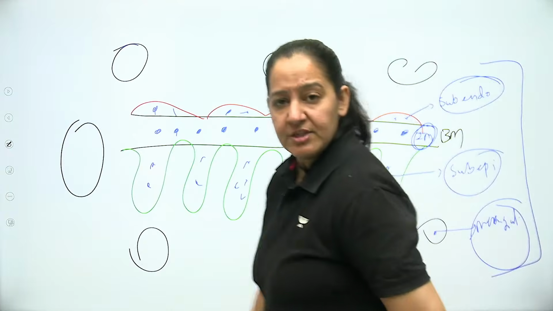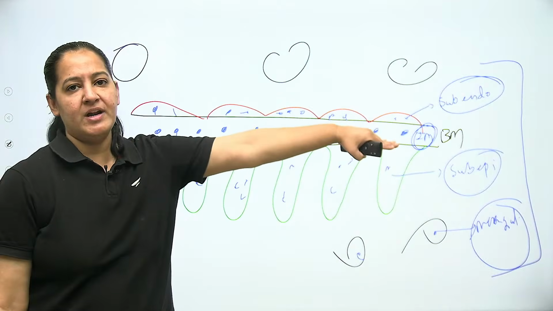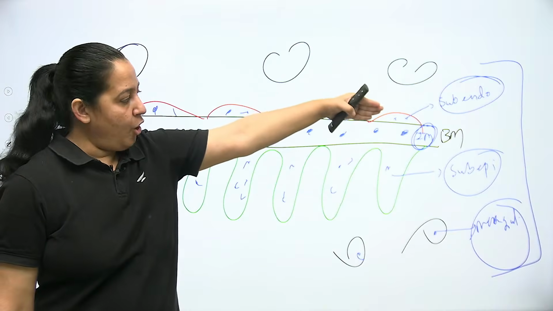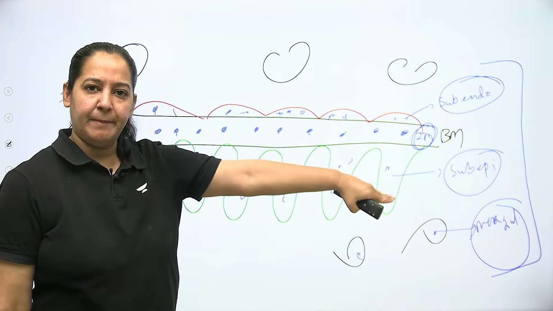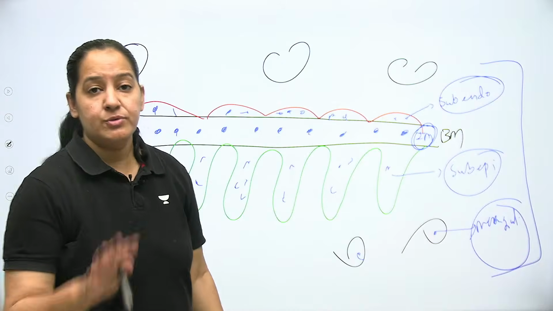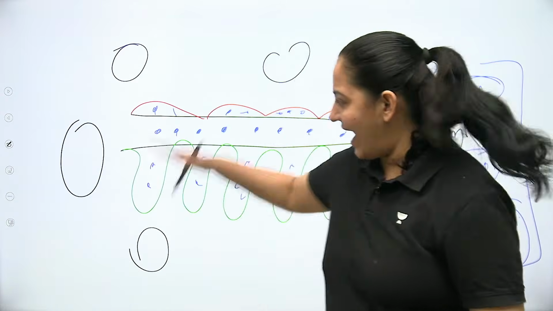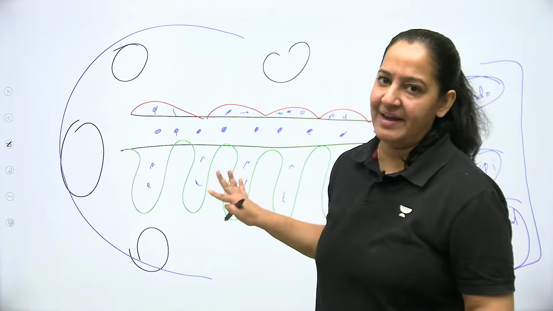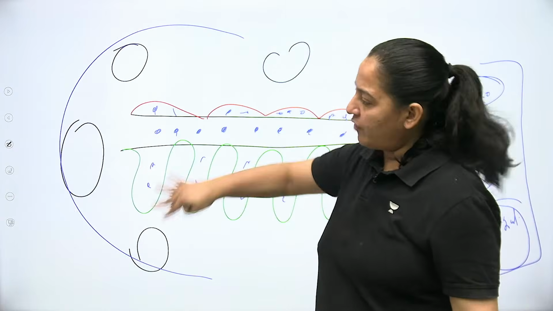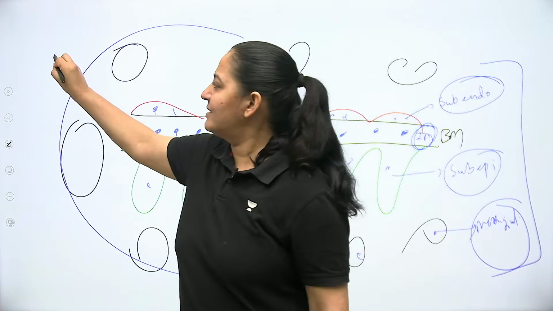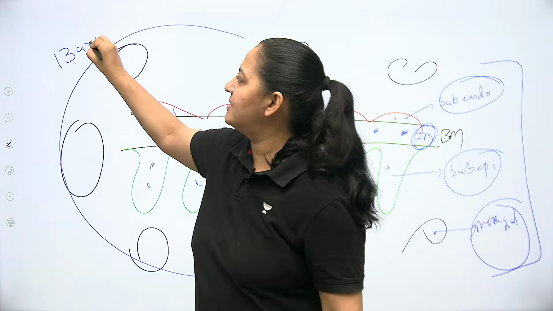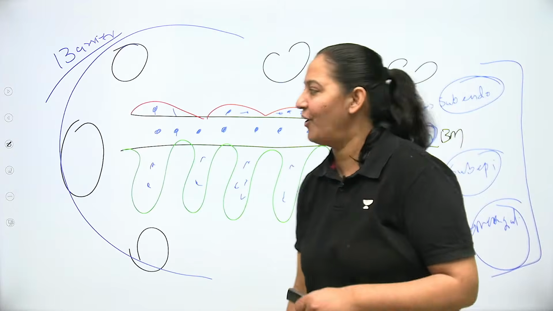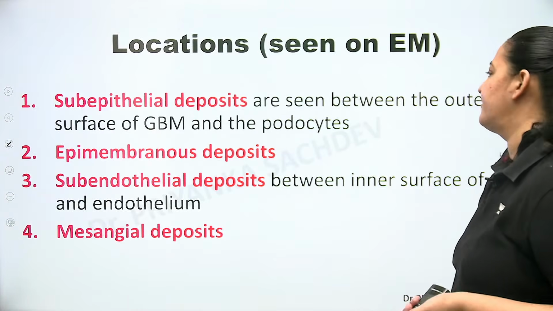What are the four locations of the deposit? Can you tell me? Inside the basement membrane, intramembranous; on the endothelium, subendothelial; on the visceral epithelium, podocytes, that is subepithelial; and on the mesangium. Now anywhere can be the location. Ultimately the barrier is disturbed. This is the barrier, with a triplet along with the supporting cell. So wherever the deposit is, the filtration barrier is disturbed. It is inflamed and the disease is glomerulonephritis. Have you got it? These are the four different locations in front of you.